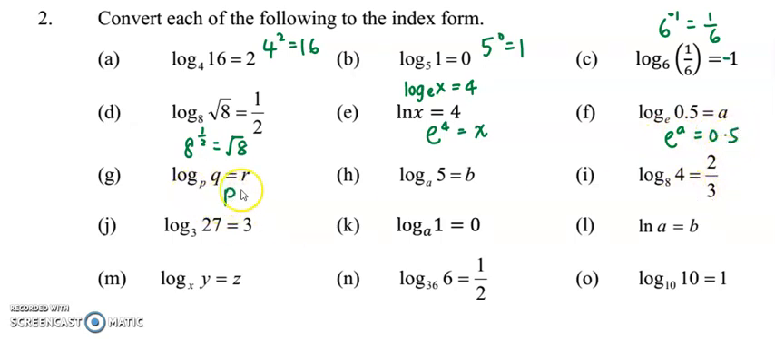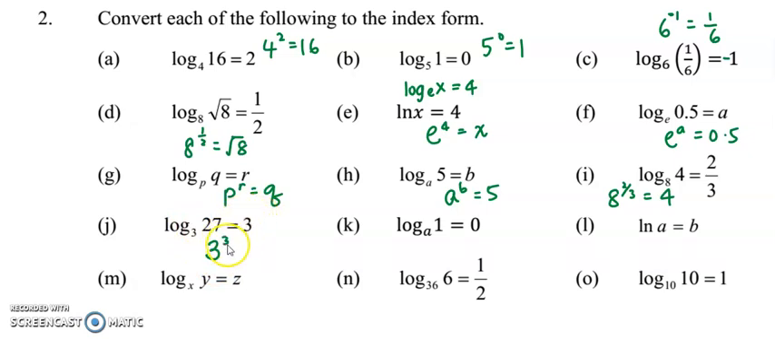G, we have p power of r equals to q. H, we have a power of b equals to 5. I, we have 8 power of 2 over 3 equals to 4. Alright, where the base, now the base for the log, same with the base of the index. The power, we're taking the 2 over 3 as the power of the index, then this is equal to the 4 over here. Same thing for the question J, base of the index will be 3.